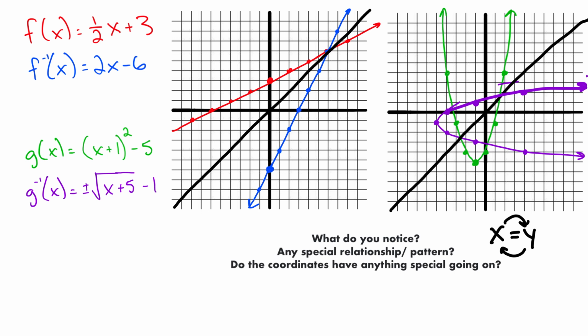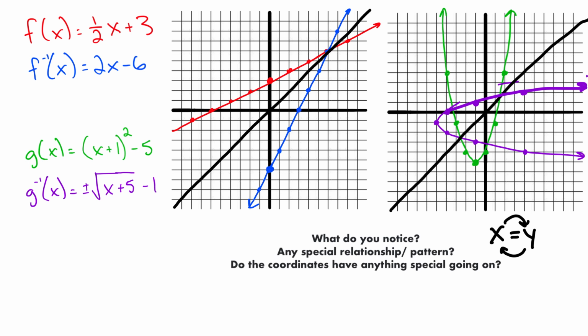And what do you know? If you graph the equation y equals x, that's this black line that shows the symmetry. So if you were asked to determine if two functions are inverses or not, simply by looking at their graph, you can do two things. You can draw that line and show that it's the same on the left and the right, or analyze individual coordinates and check to see if their partner coordinate is a swap of the x and y value.